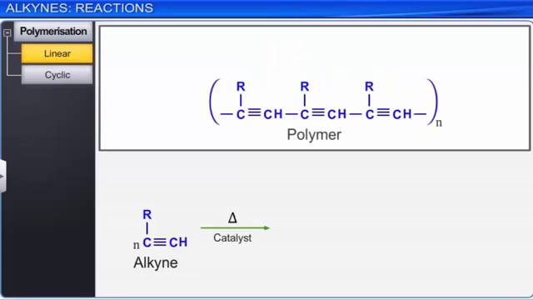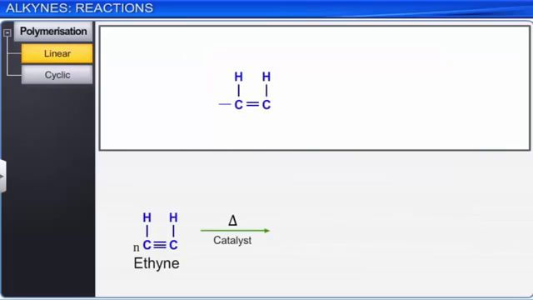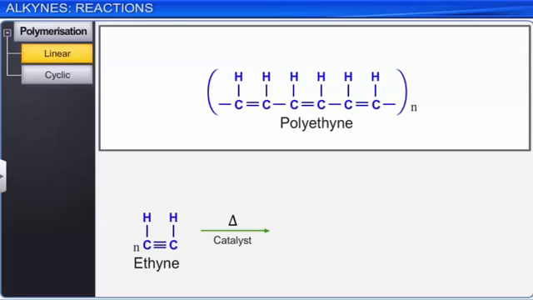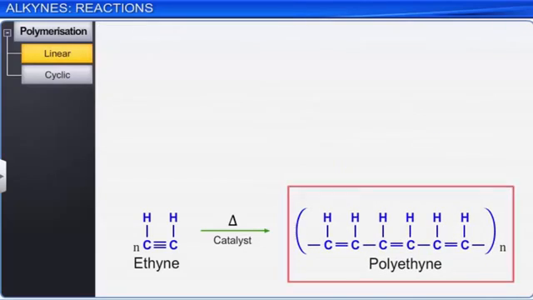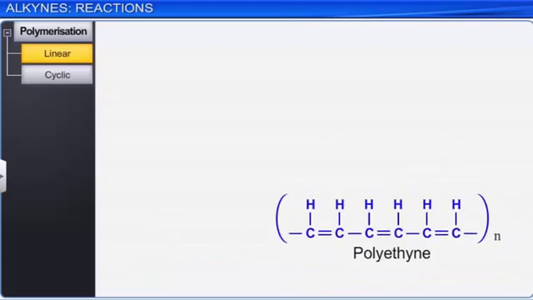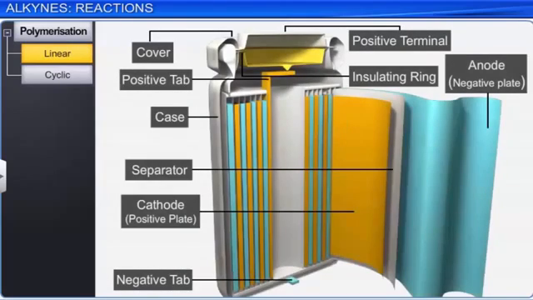In linear polymerization, the alkyne molecules form a long chain polymer. For example, linear polymerization of ethine produces polyacetylene or polyethine. Polyethine is a high molecular weight polyene which consists of repeating units as shown here. The polyethine molecule is represented as shown. It conducts electricity under special conditions. This is why a thin film of polyethine is used as an electrode in batteries.